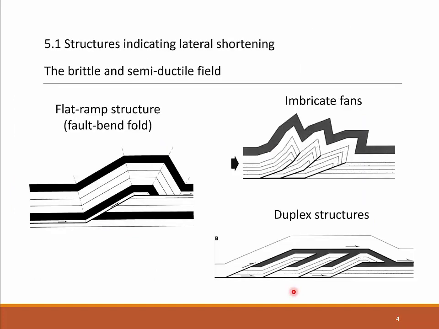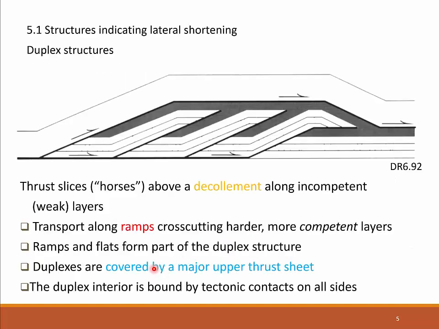There are three important structures that form in the brittle and semi-ductile field. That means in the brittle ductile transition. These would be flat ramp structures, also called fault bend folds, imbricate fans, and duplex structures. Let's start with the duplex structures.